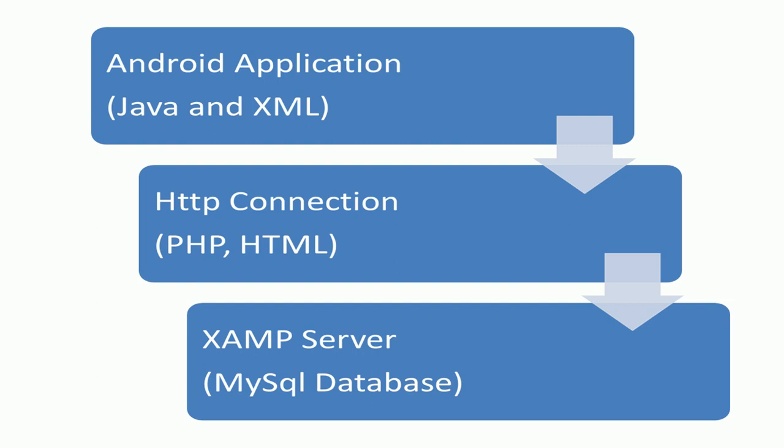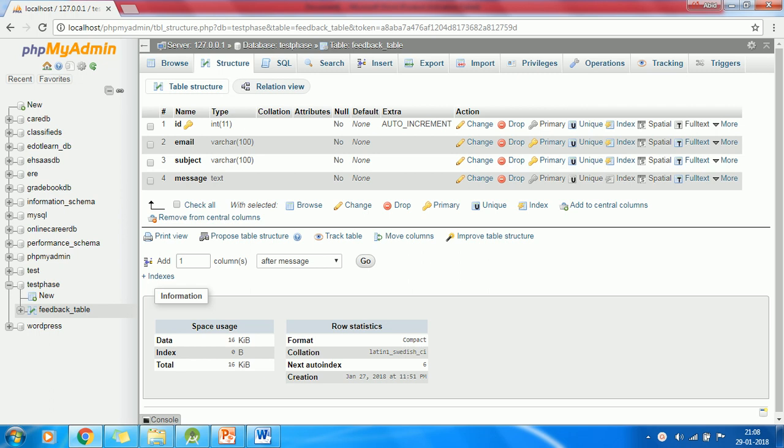Now let's look on how all these modules are created. Here you can see a database named test phase has been created with a table named feedback table to store and retrieve user feedback on demand. You can also see the structure of table. We will store and retrieve values from this table using PHP code.